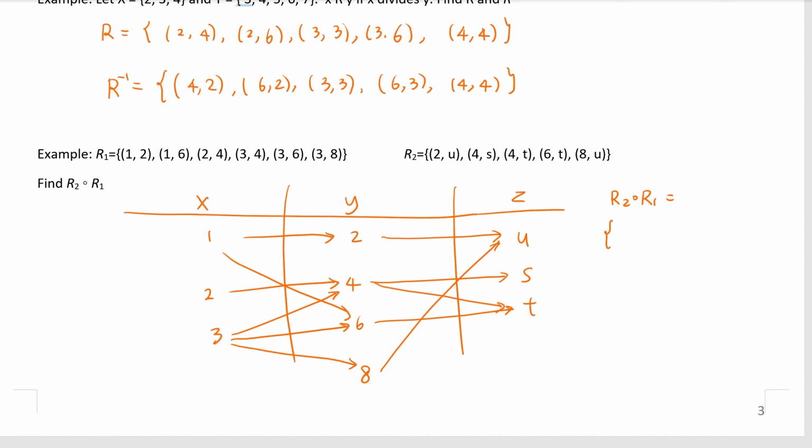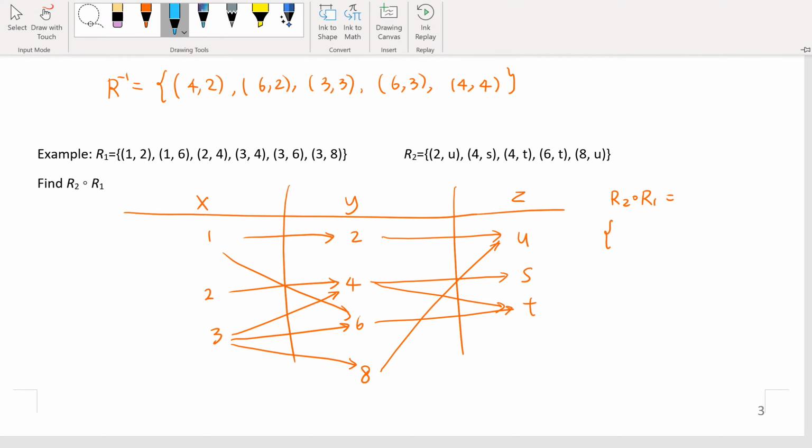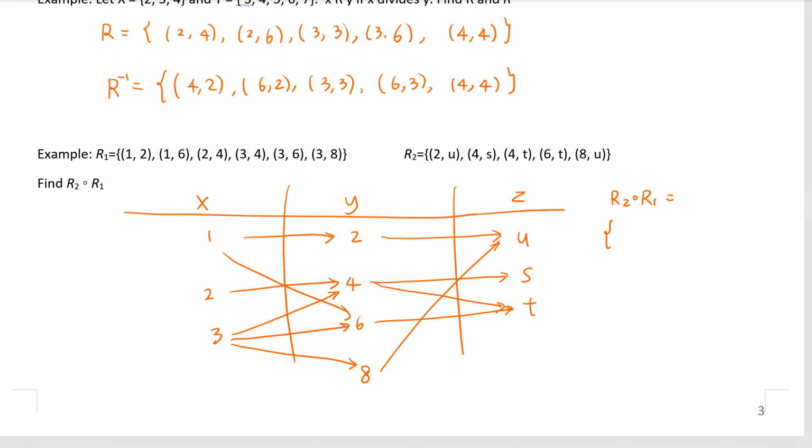Let's look at the element 1. Let me use a different color, then you can see how I walk. Let's follow the order so we don't miss any path. First path, go straight and go straight. So we have (1, U). So far so good, everybody? Okay, let's continue. The next path, we go to 6, and then there's only one path, so we go to T eventually. So that is (1, T). Okay, and that's the 1.